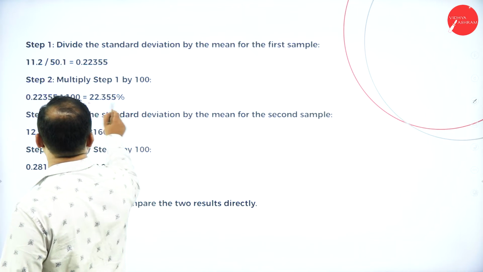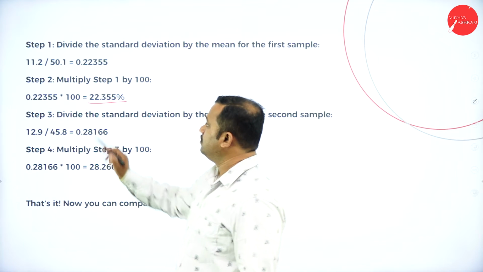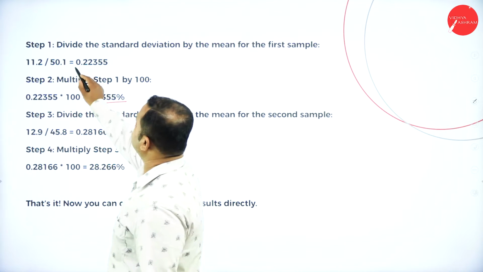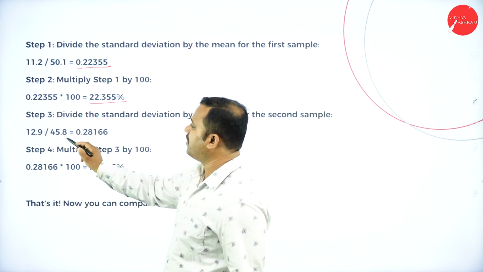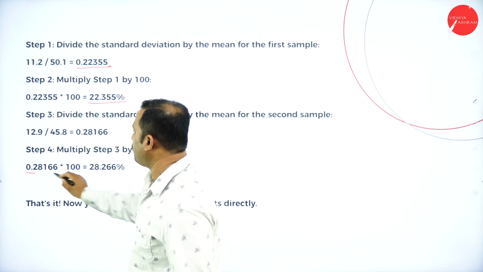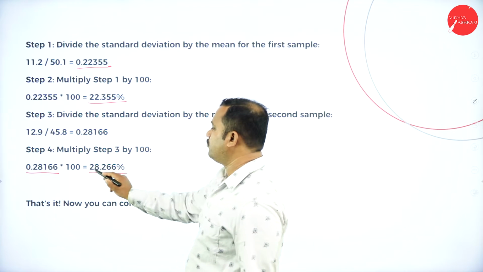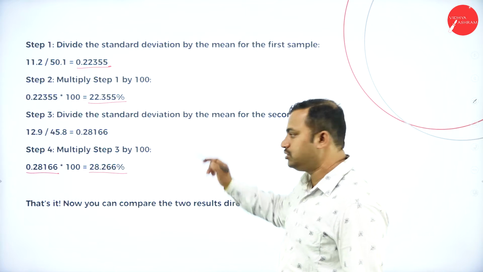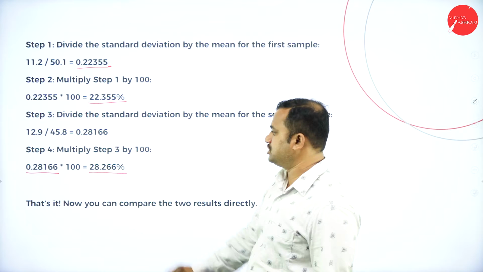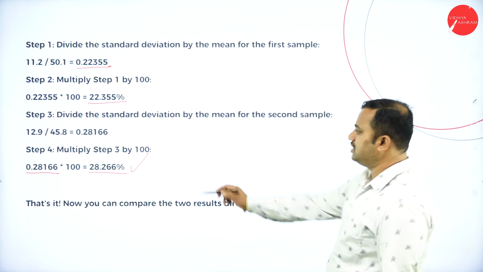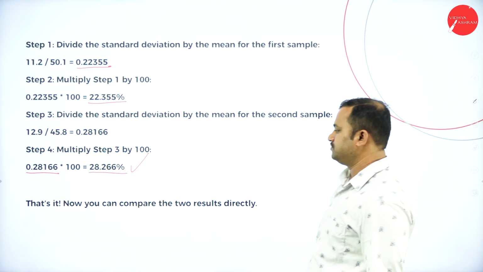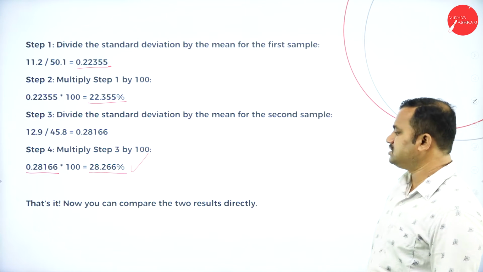0.22 into 100 is equal to 22.355. And in this case, we have 0.28 multiplied by 100, that gives me 28.266 in the case of sample 2. So which one is having more variation? That is sample 2. This one is having more variation, that is 28.266. We have to compare the two results directly.